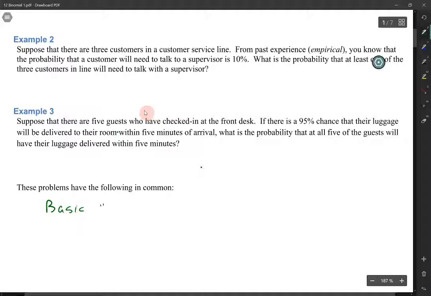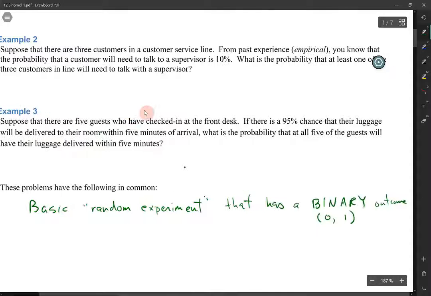random experiment that has a binary, meaning 0 or 1, outcome. So 0 or 1, heads or tails, on time, not on time.